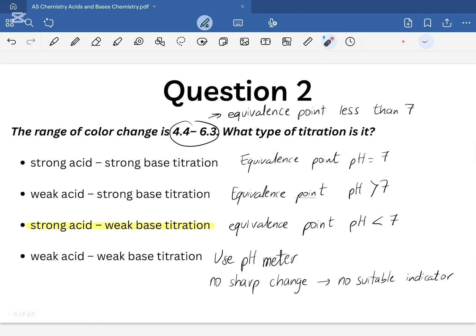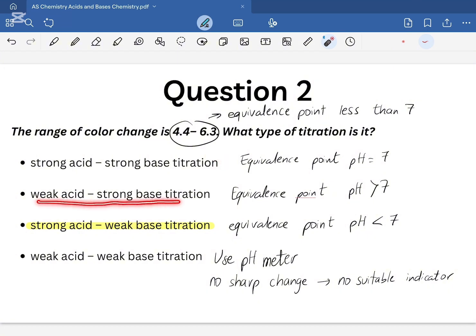The range of color change is 4.4 to 6.3. What type of titration is it? So the color change occurred at an equivalence point that is less than 7. This is where the range of color change occurred, at a pH that is less than 7. Now for a strong acid, strong base titration, the color change usually takes place at a pH equal to 7, the equivalence point. So this is wrong.